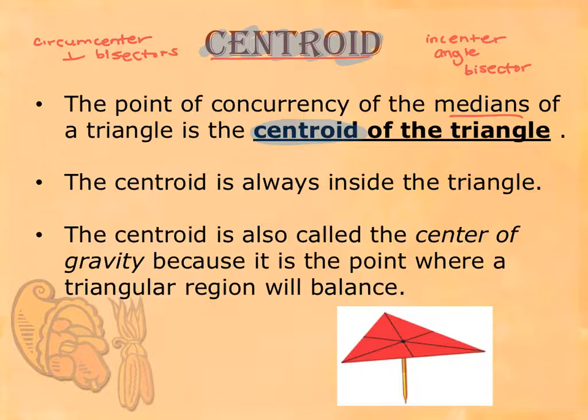Like the incenter, the centroid is always inside the triangle. So it doesn't matter if that triangle is acute or right or obtuse, the centroid is always inside the triangle. The centroid is also called the center of gravity because this is the point where a triangular region would balance. So if you had a triangular shaped board or paper or anything like that, you could actually balance it off of a pole if you placed that point at the edge of the pole right there at the centroid. This would completely balance your triangle out. It would lie flat.